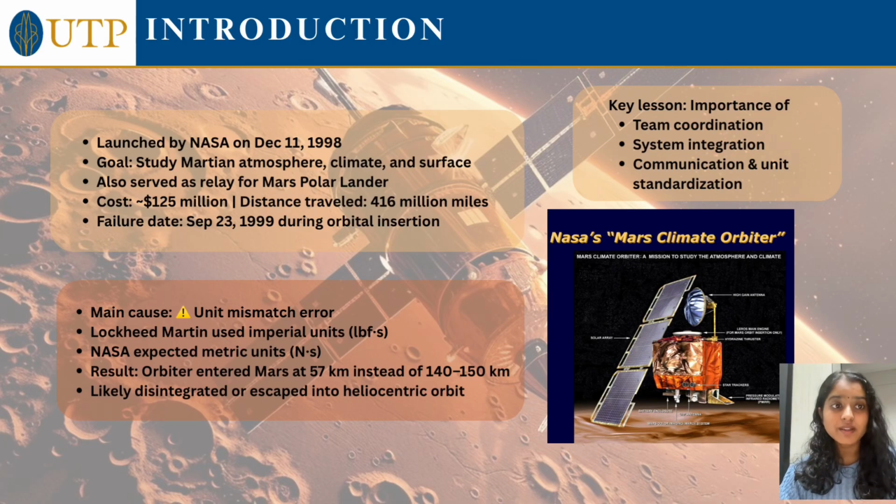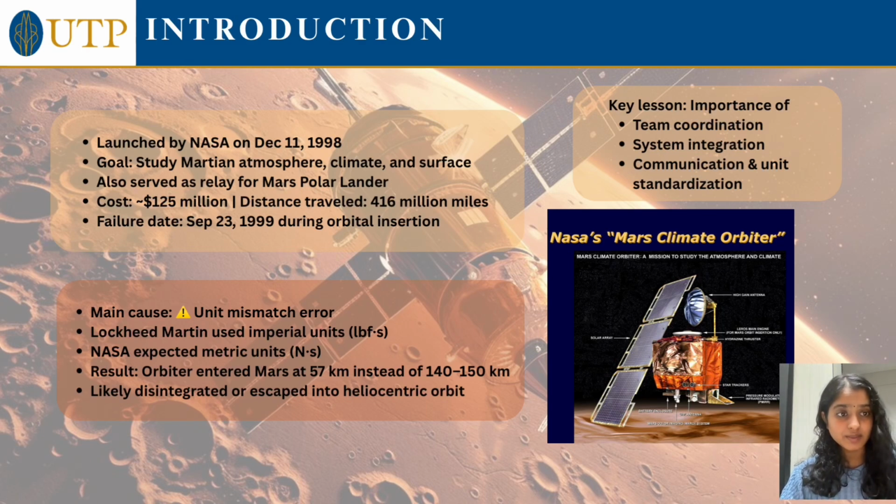Good morning everyone. Today, my team and I are going to present a case study on the Mars Climate Orbiter failure. This spacecraft was launched by NASA on December 11, 1998 to study the weather and the climate on Mars. It was supposed to help by acting as a communication link to another lander on Mars. However, on September 23, 1999, just before it entered Mars orbit, NASA lost contact with the orbiter.